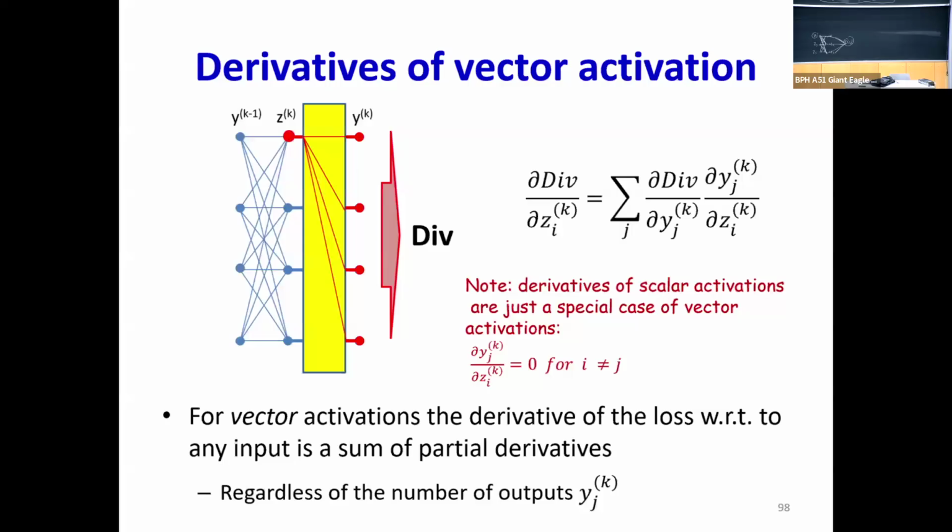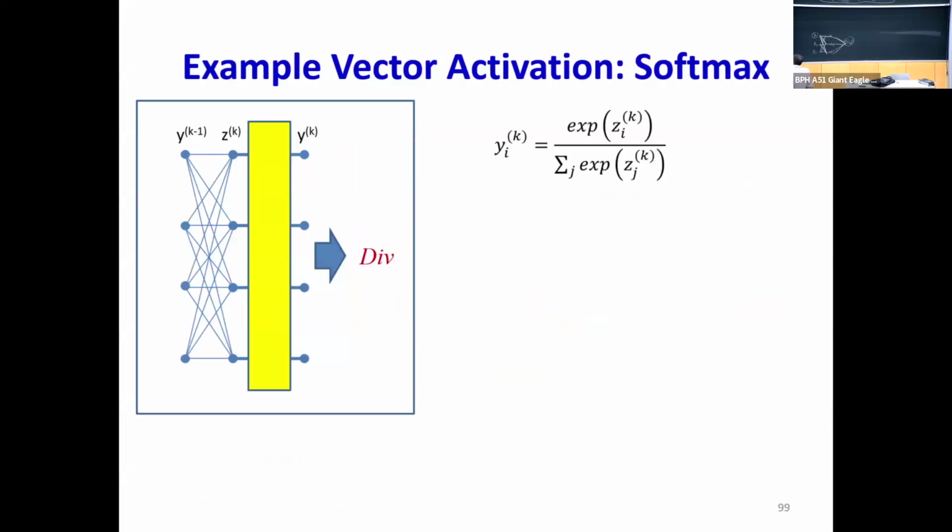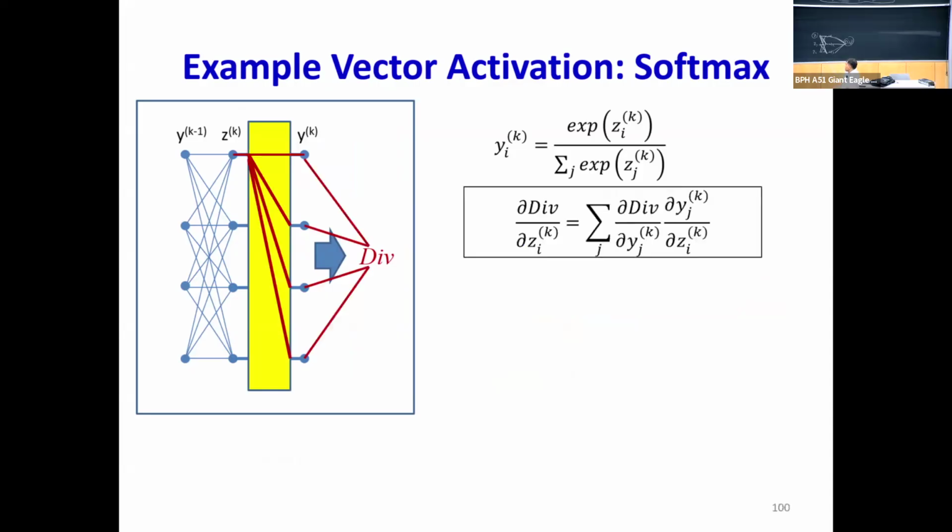So this kind of activation is mostly seen in the output layer, typically a softmax, right? In a softmax, you exponentiate the z's and then you normalize them to sum to 1. So now we saw that I have to actually use this formula. The derivative of the divergence with respect to any z has to be summed over all of the y's, right? If I'm backpropagating, I already have the derivative of the divergence with respect to the y's. I need the derivative of y with respect to z. And so what does that formula look like?